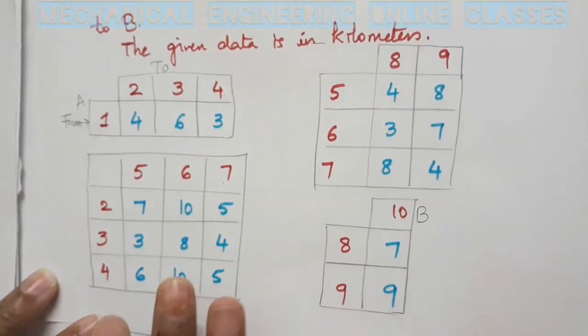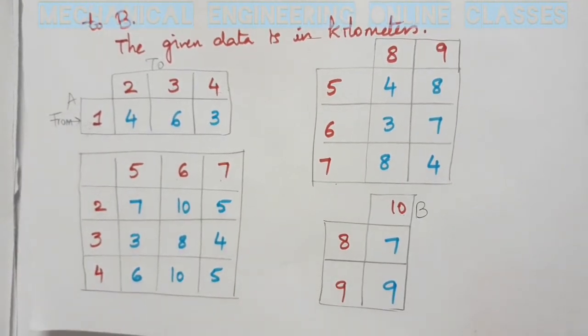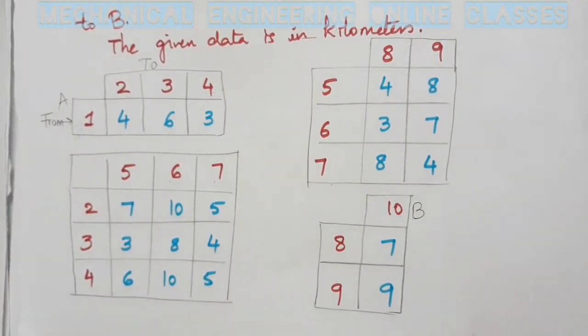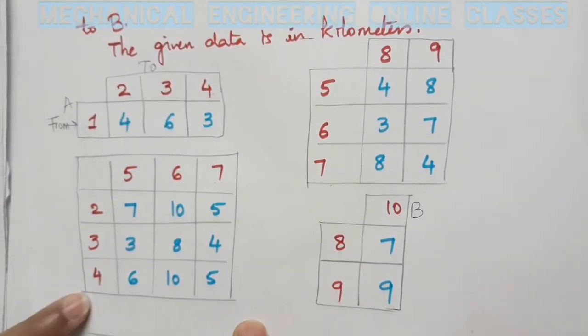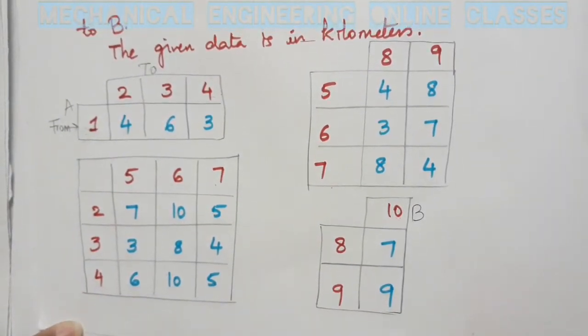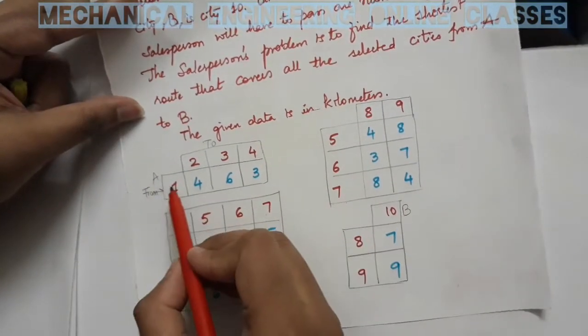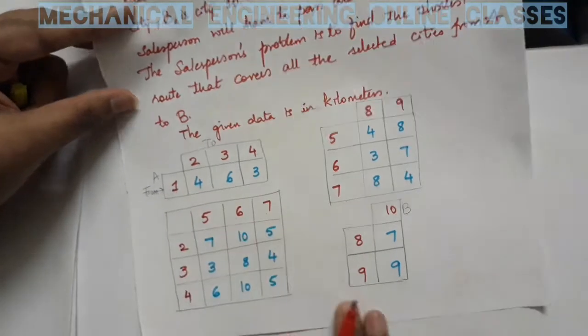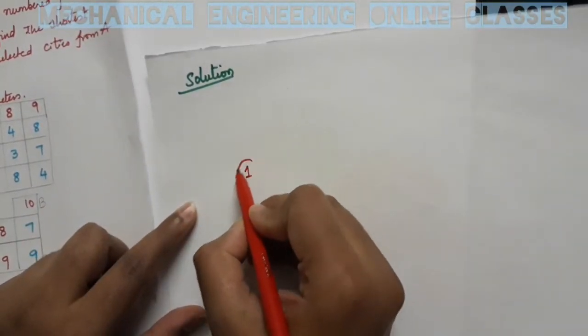Whenever a table is given, we have to first note down the network. In case the map is given, we can straight away use the map for solving the problem, but here a table is given. So let us draw a network for this table. I am drawing the network. 1 is the origin, so I am first writing 1 here.